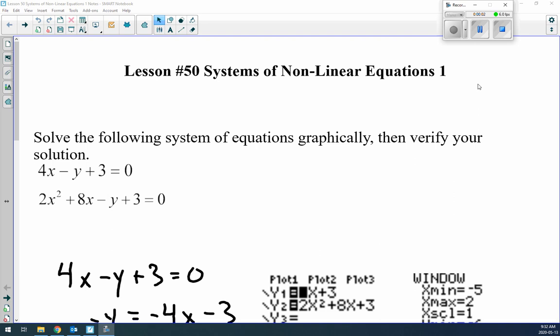This is grade 11 pre-calc, lesson 50, systems of nonlinear equations. Now, most of the time when we're solving equations, we're going to do it algebraically. It's always easier. But this first example, we're going to look at it graphically. To do this, you would use a TI-83 or Desmos or something like that.